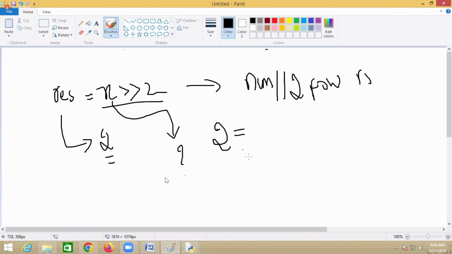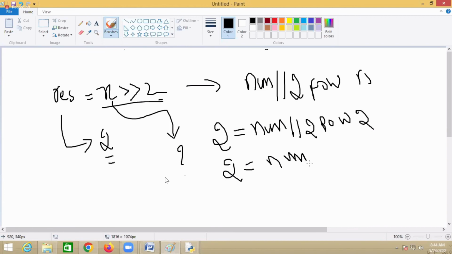The result equals number divided by 2 to the power of n. N is nothing but 2, so 2 to the power of 2. What is the value of 2 to the power of 2? 4. So 2 equals number divided by 4.